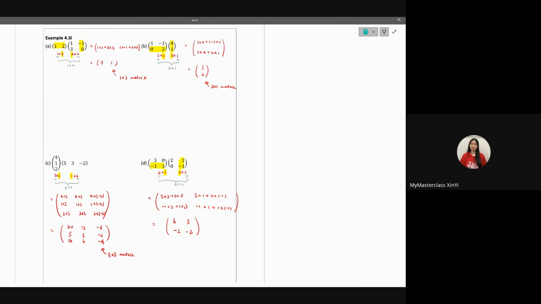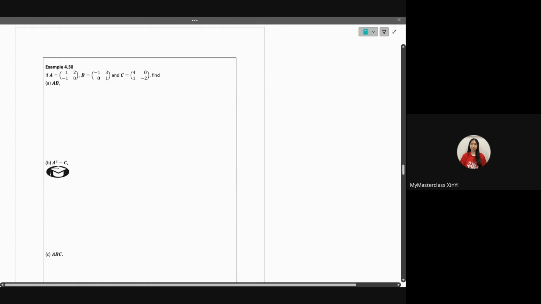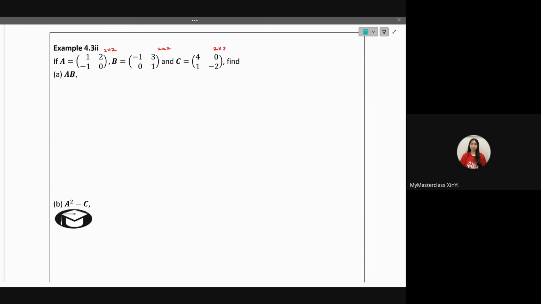Now let's look at some further examples. Given these three matrices, you have 2 by 2, 2 by 2, 2 by 2. So basically you can do matrix multiplication on all three of these, because they are 2 by 2 and will give you an outcome of 2 by 2 in the end. Let's do the first one first, A, B: 1, -1, 2, 0 multiplied by 2, -1, 0, 3, 1.